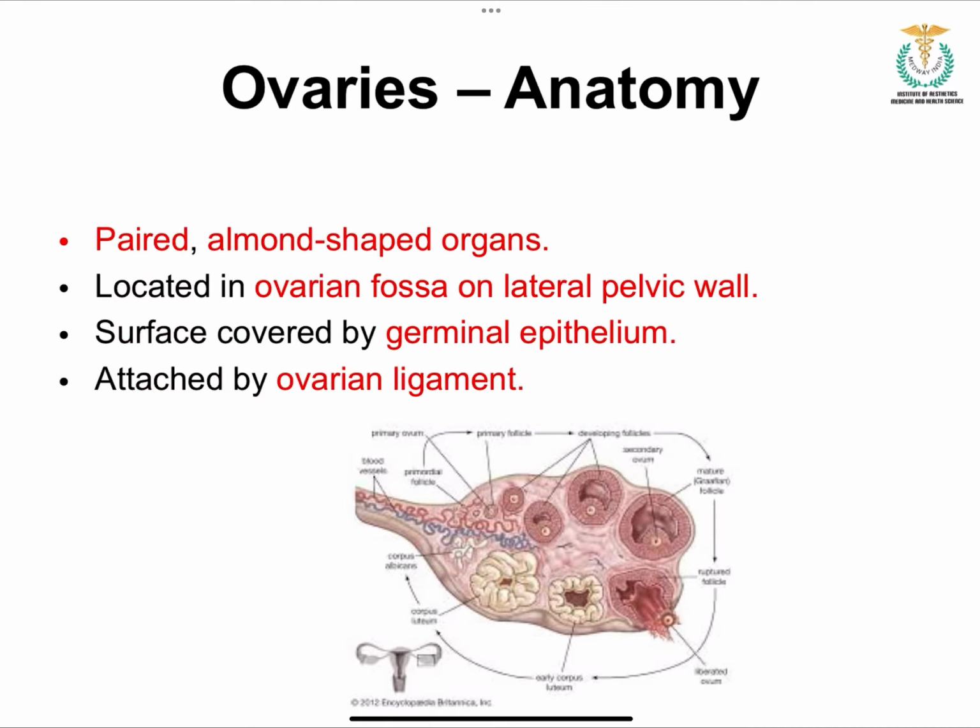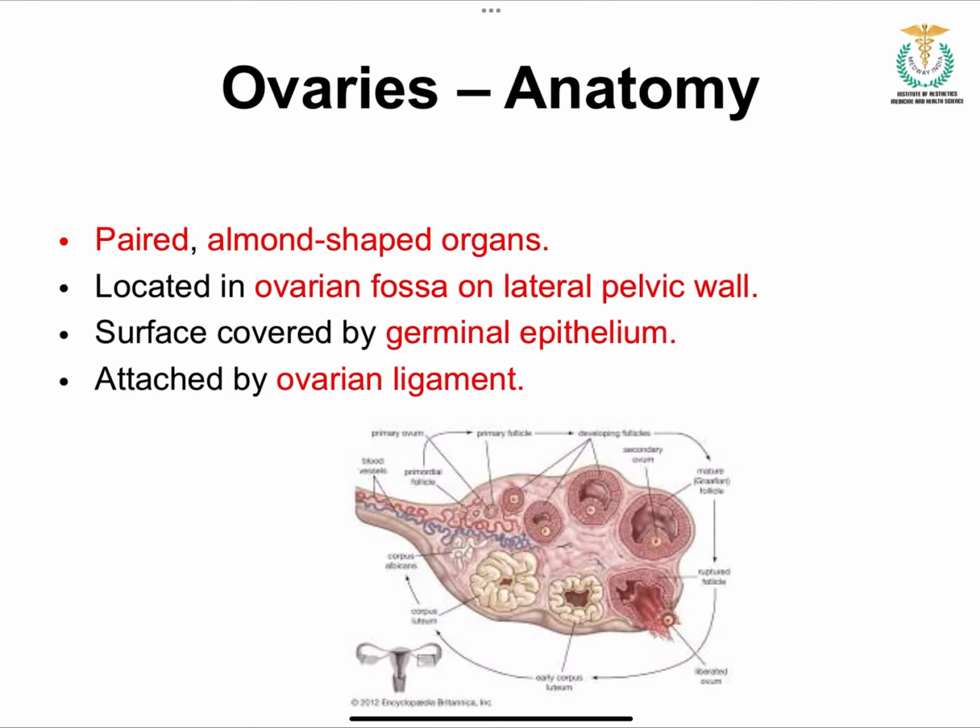Moving on to the ovaries. Ovarian anatomy is very important clinically because ovarian tumors and cysts are common clinical problems. The ovaries are also a frequent site of torsion and pelvic pain. So this is the anatomy.